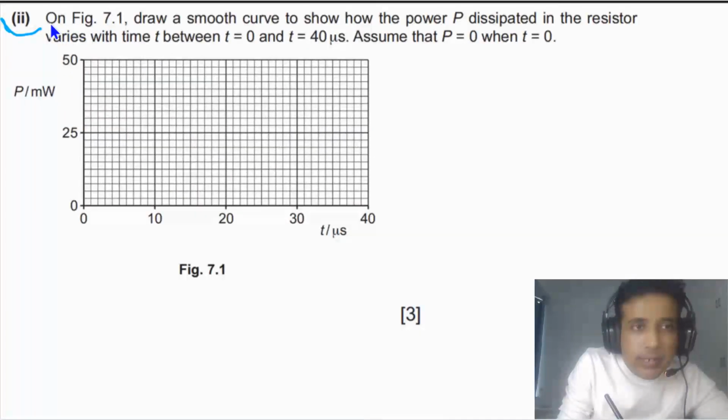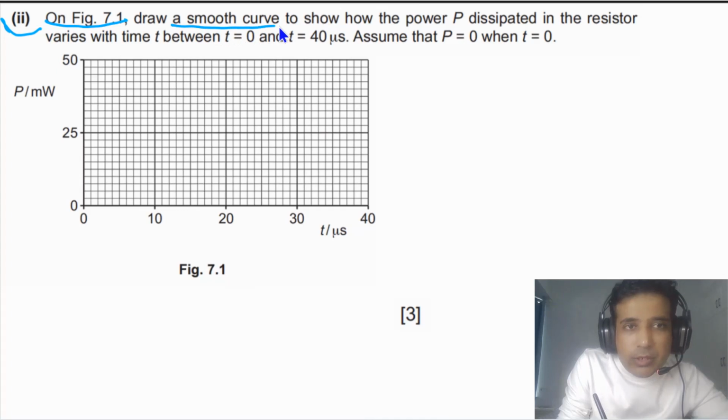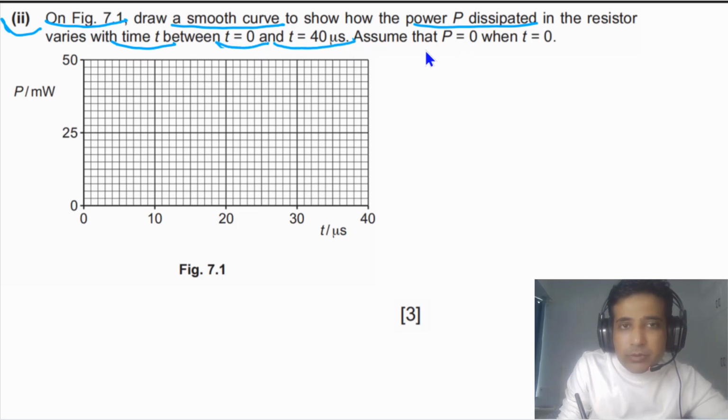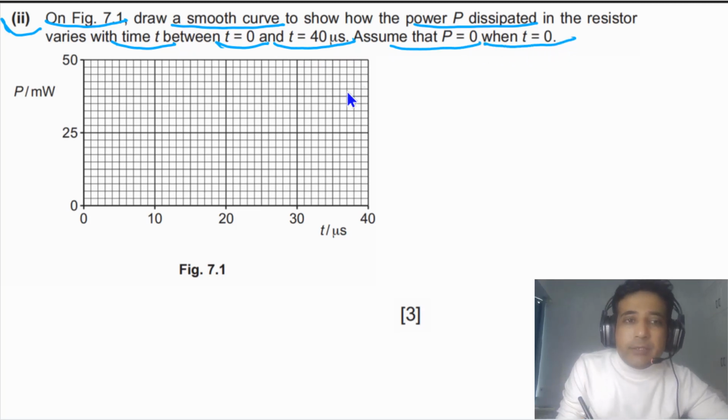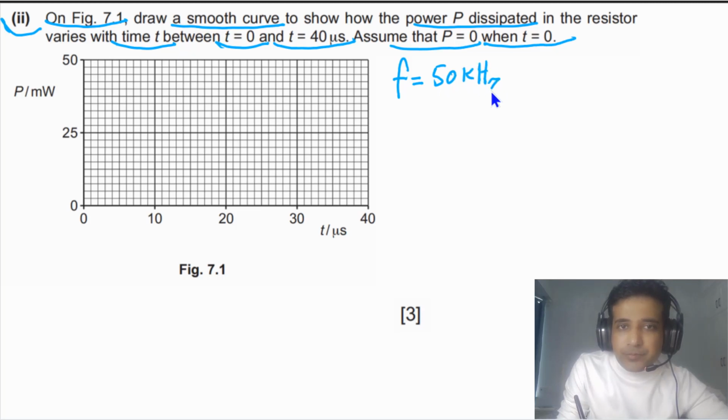For the second part, on figure 7.1, we need to draw a smooth curve to show how the power dissipated in the resistor varies with time t between t equal to 0 and t equal to 40 microseconds. We also need to assume that P is equal to 0 when t is equal to 0. For this question, the frequency is given to us: the frequency of the alternating voltage is 50 kilohertz.